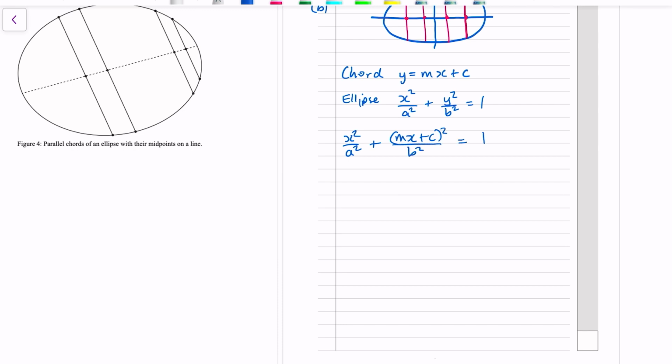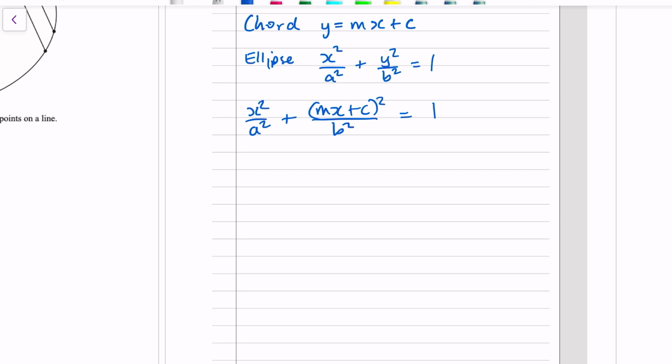I get that equation. Now we're trying to find the points of intersection, so we're trying to find the x values. That is a quadratic equation if I write it in its standard format. The x squared term that comes out of the brackets is m squared x squared, so that goes together with the x squared over a squared in the first term. My linear term comes out of the brackets as well: mx times c times 2, so 2mc all over b squared times x. And my constant term is c squared over b squared, and then minus 1 equals 0.